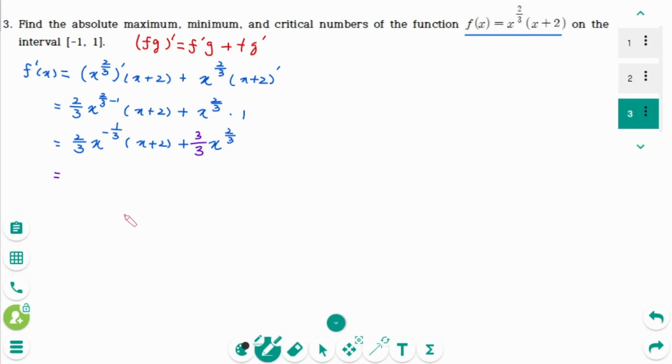Then we can factor, take out common factor 1 over 3, then x to the power of minus 1 over 3. Then 2 times x plus 2 plus 3x. In this case, I will show you how to make factorization easier. Remember that math always uses the same method.